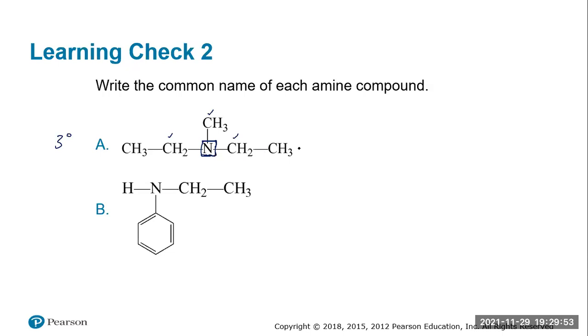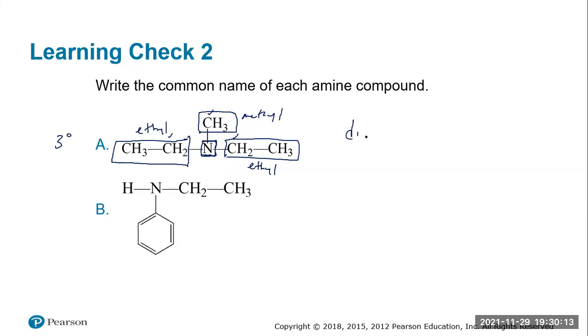To the right of nitrogen, I see an ethyl group. To the left of nitrogen, I also see another ethyl group. Above nitrogen, I see a methyl group. So we want to go alphabetical, which means ethyl comes first. There's 2 of them, so that's going to be a diethyl, then a methyl, and then an amine at the end. Any questions on that name there?